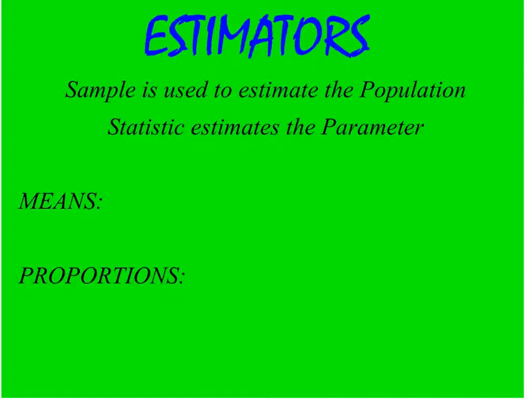All right, we had already talked about estimators, but I just wanted to make sure we talked about the fact that we use a sample to estimate a population, and therefore we use a statistic to estimate a parameter. So the notation here is that X bar, the statistic, estimates mu, the parameter. And for proportions, P hat, the statistic, estimates P, the proportion.